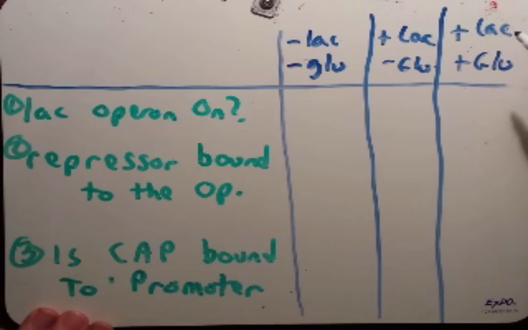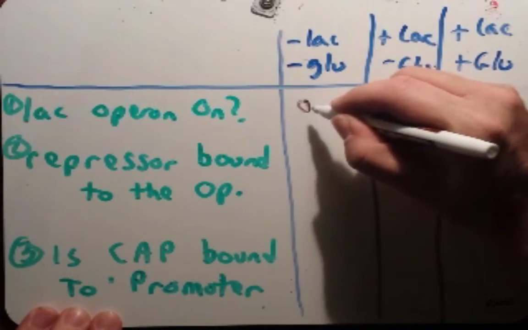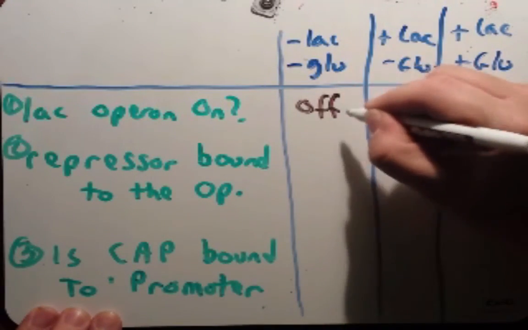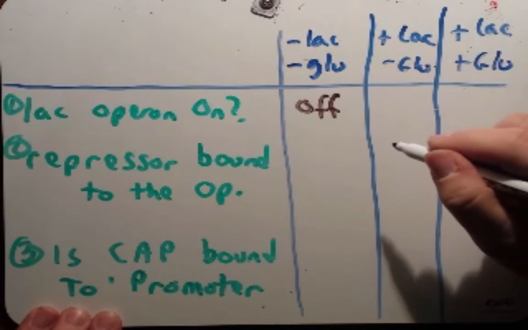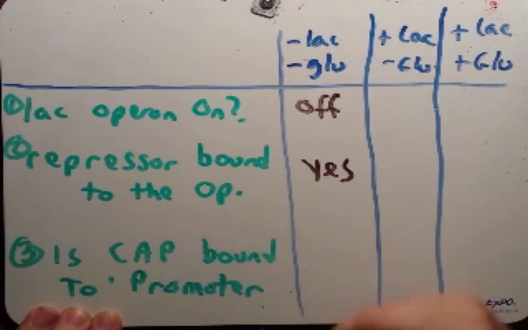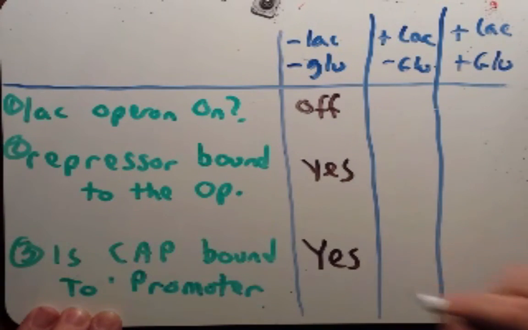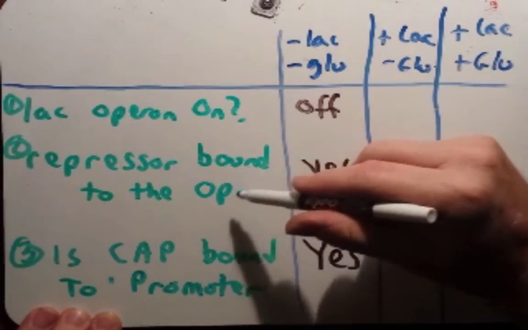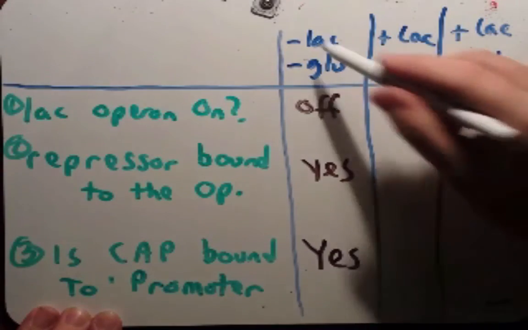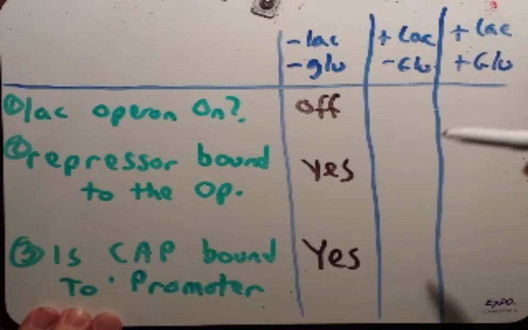Alright, so for this first situation, no lactose, no glucose, the lac operon will be off. The repressor will be bound to the operator, and the answer to that is yes. Is the CAP bound to the promoter? The answer is yes. The reason that the repressor is bound to the operator is because lactose is absent. If it's absent, the repressor will be bound to the operator.